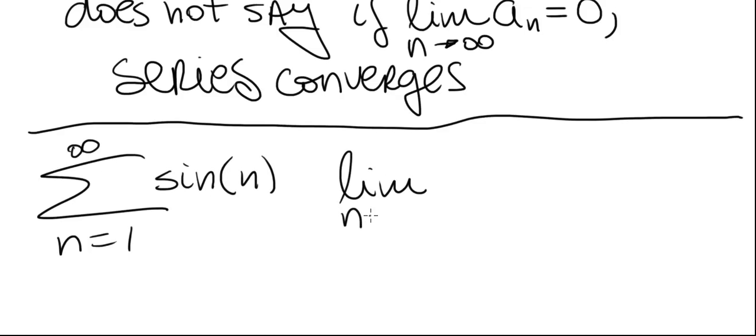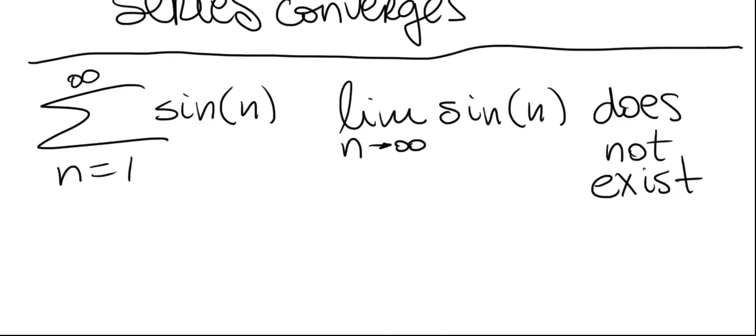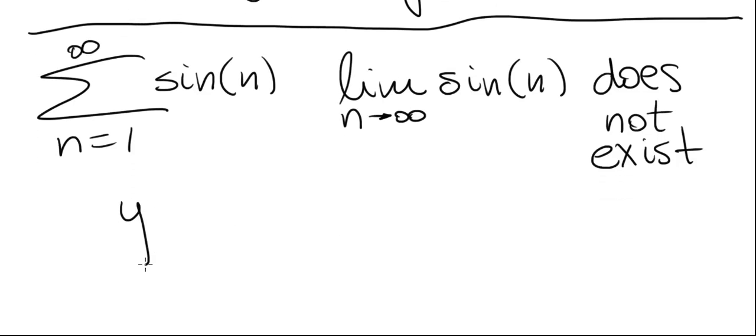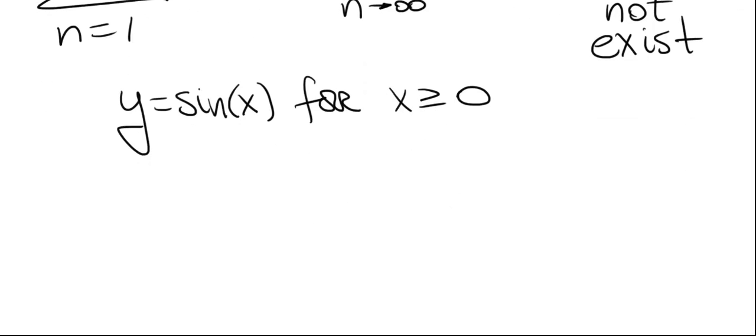So returning to our series from 1 to infinity of sine of n, we have to evaluate the limit as n goes to infinity of sine of n. But this limit clearly does not exist. And that's because all we have to do is look at the graph of y equals sine of x. This is a continuous function for x greater than or equal to 0, or greater than or equal to 1. This graph looks something like this.